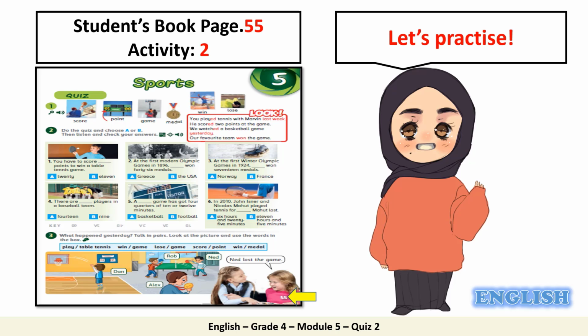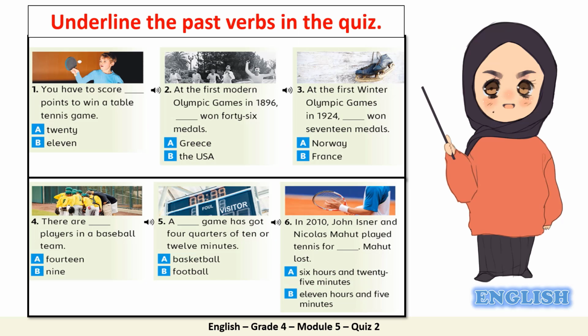And now it's time to practice. Open up your student's book, page number 55, activity number 2. Underline the past verbs in the quiz. I want you all to pause the video and do this activity by yourself. Welcome back. Let's check the answers together. Number 2. 1, 3. Also 1. And number 6. Played and lost.